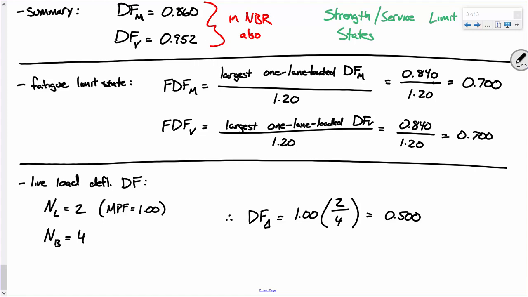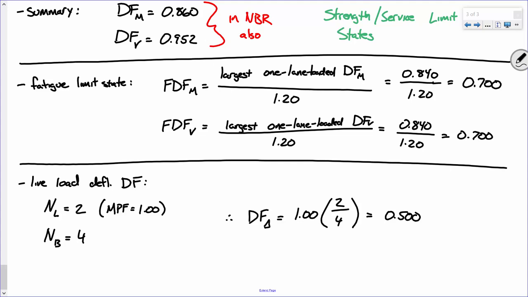Everybody good? It's not too bad, right? There's no super duper fancy formula for live load deflections because it's not a prescriptive check. It's an optional live load deflection check, so that's basically it. Any questions? All right, let's take a break.